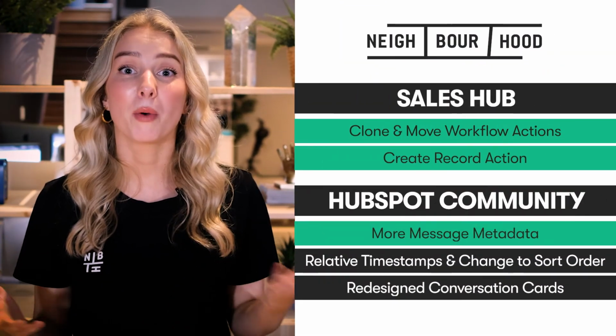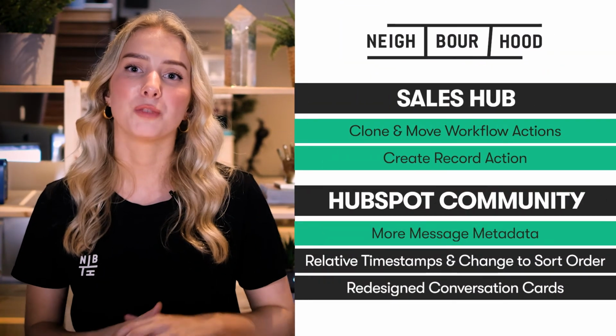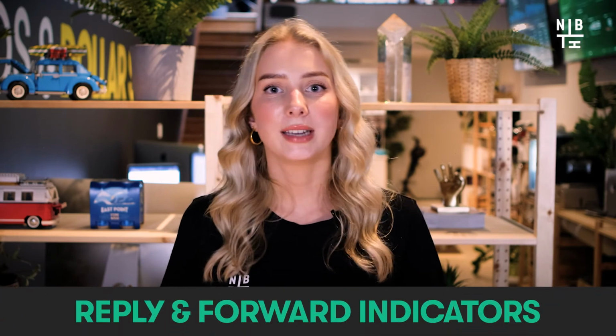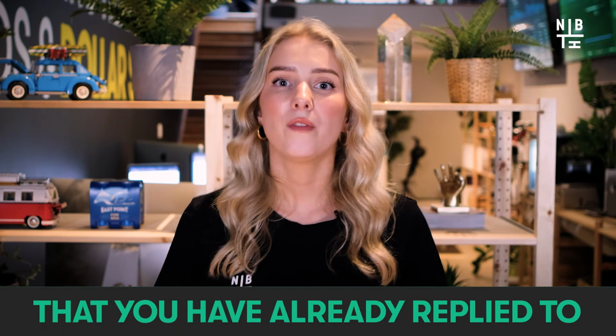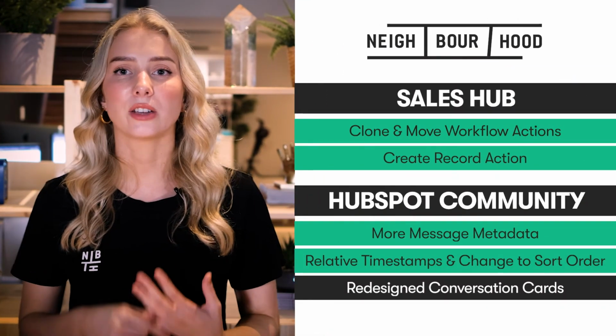These include, number 1, support for more message metadata. Conversation cards will now show email subject line and number of participants in an email thread. In addition, reply and forward indicators will help differentiate conversations that you've already replied to versus those that need your attention. Number 2 is relative timestamps and change to sort order.